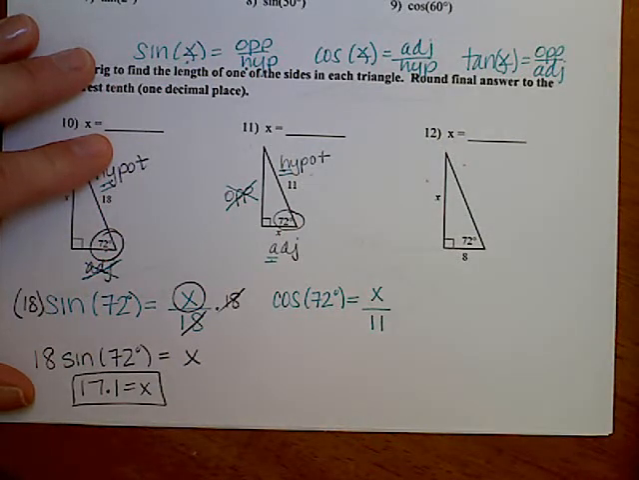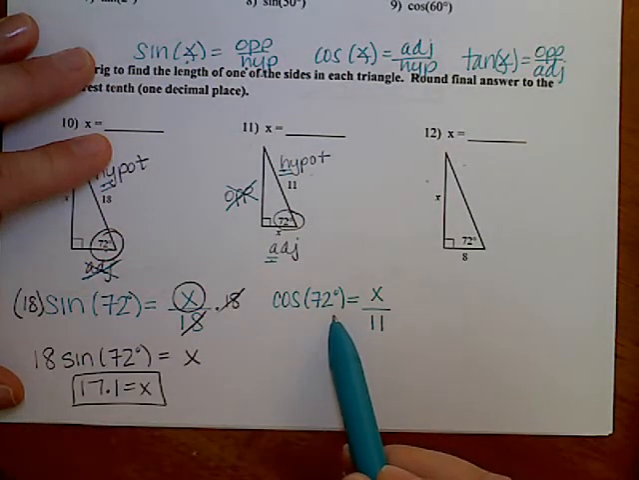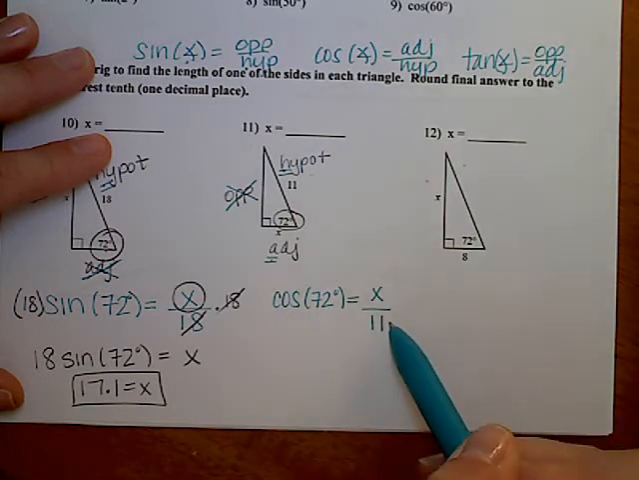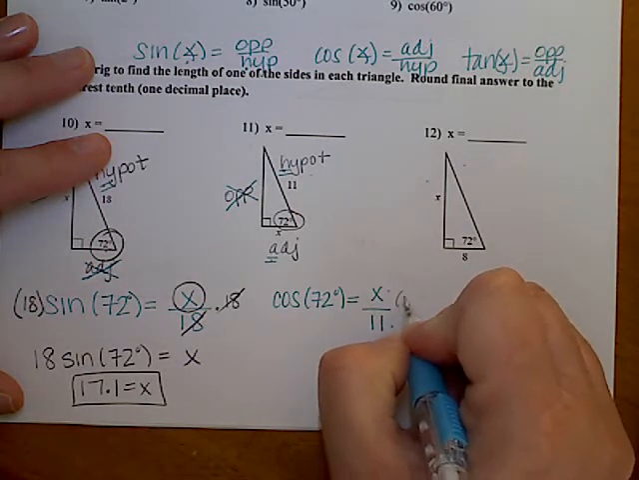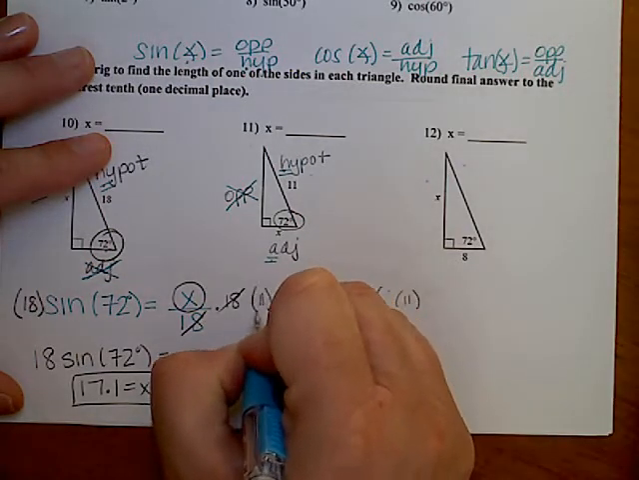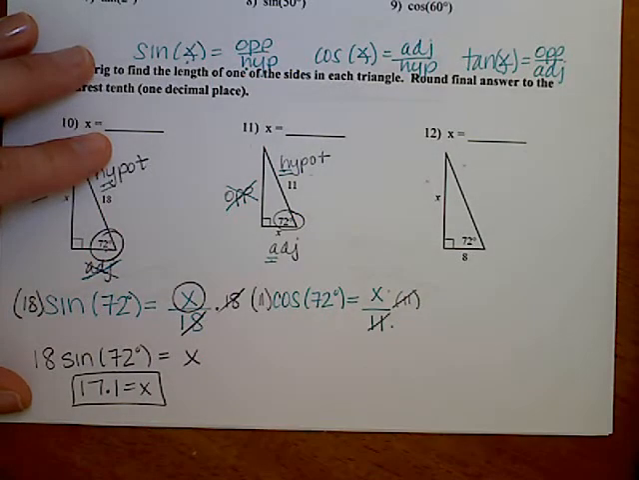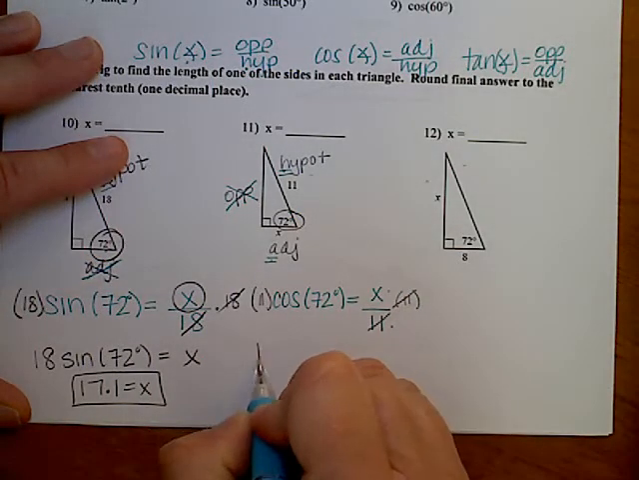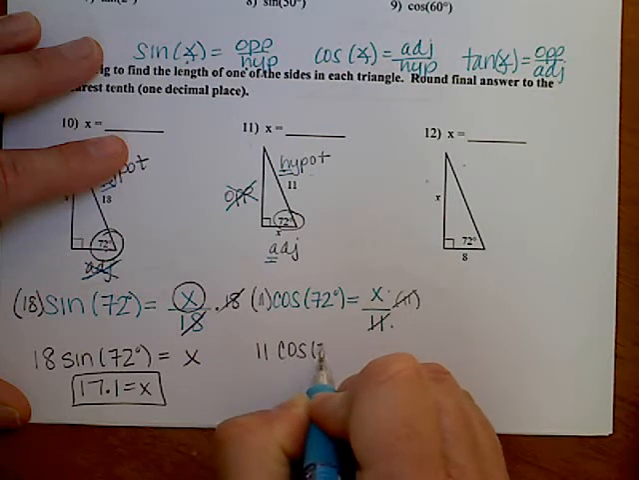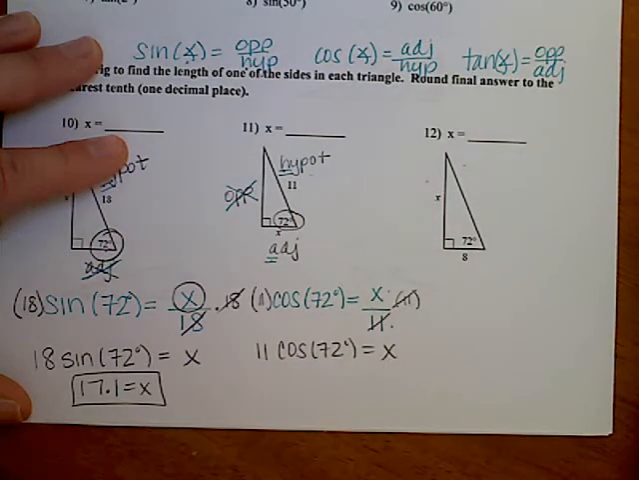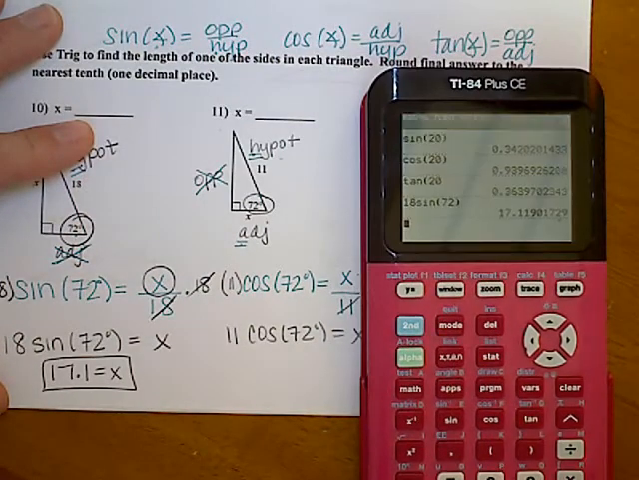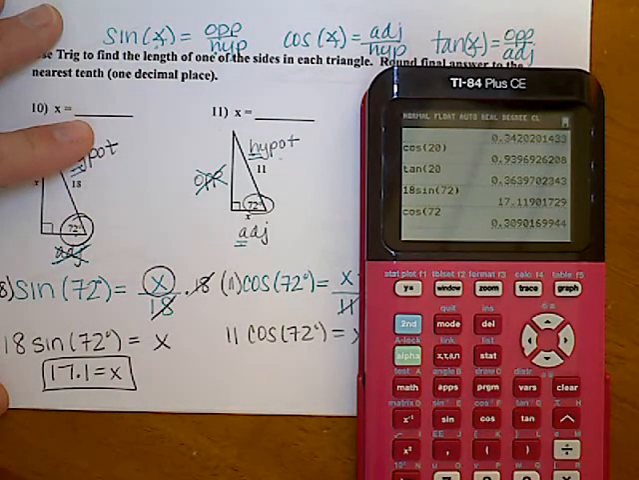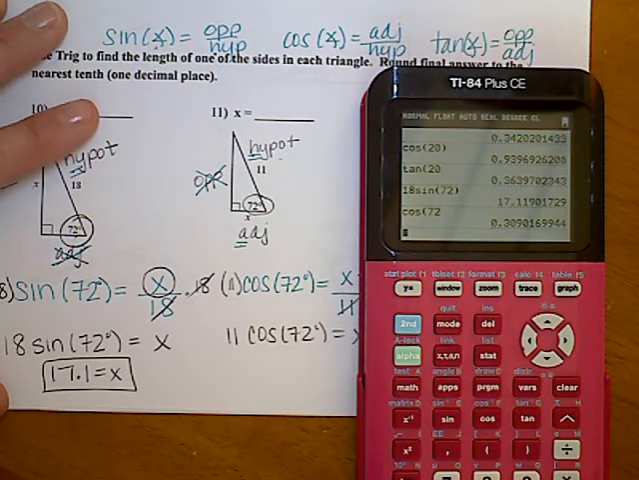Okay, now we have our equation. The cosine of 72 degrees equals x over 11. So the adjacent side divided by the hypotenuse. And again, in order to remove the 11 from the denominator, we'll multiply both sides by it. And what we're left with is 11 times the cosine of 72 degrees equals x. Now, you can always just figure out what the cosine of 72 degrees is, depending on the type of calculator that we have, and then multiply that by 11.